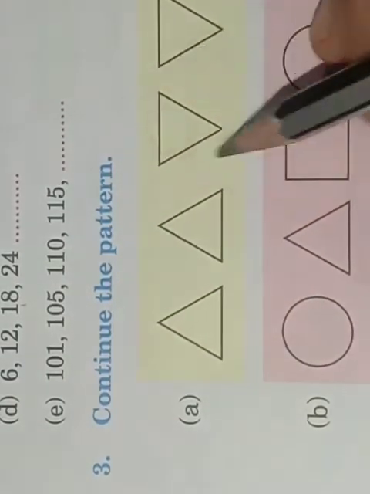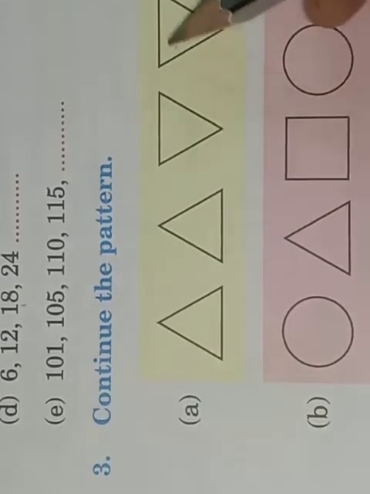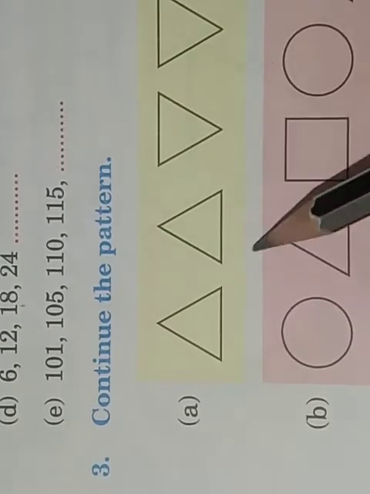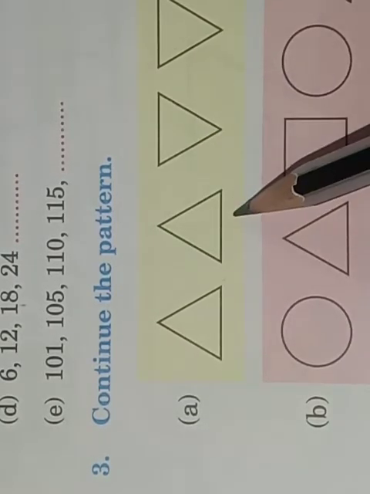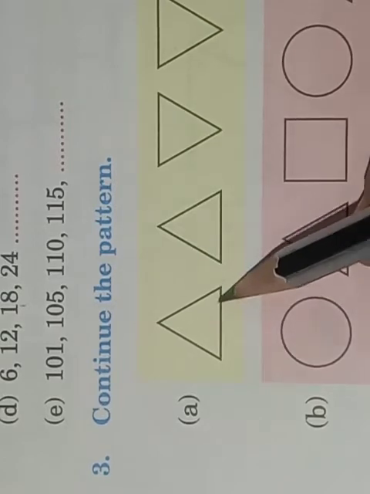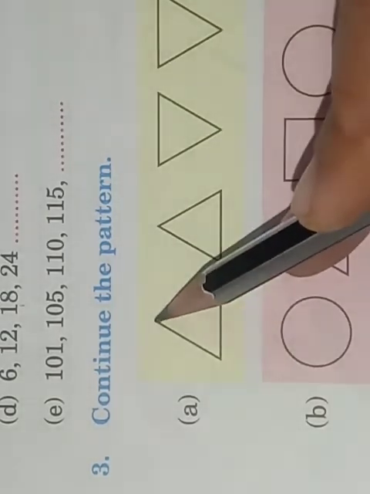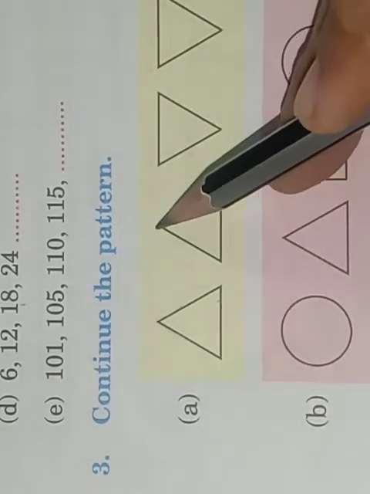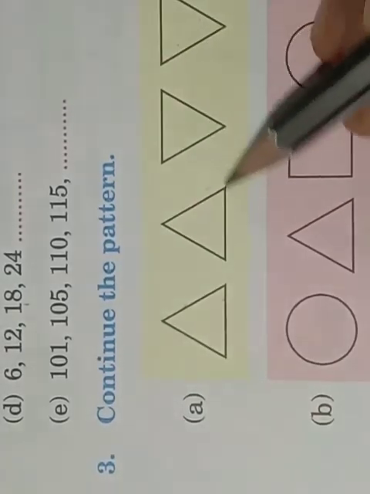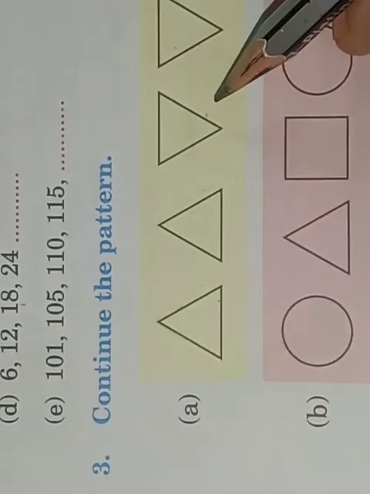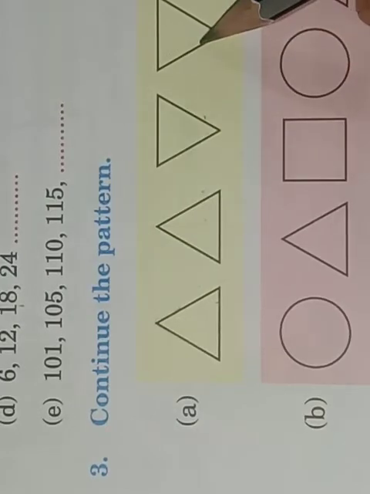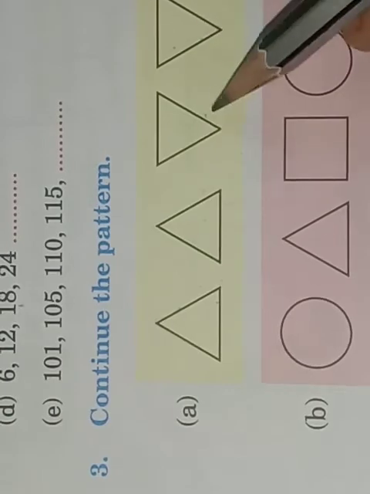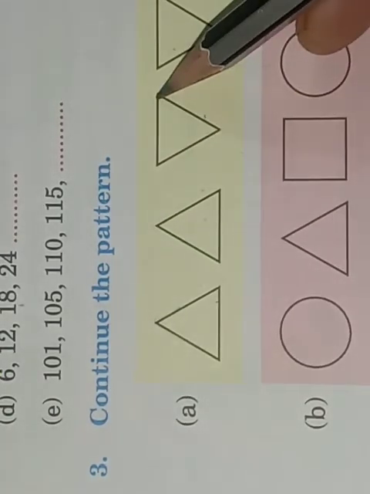Question number 3. Continue the pattern. These are geometrical figures. Just look at these shapes properly. What is the difference between two shapes? First we see it is a triangle and the corner is at the upside. The second one also has the corner at the upside. Then the third figure and fourth figure are also triangles, but their corners are downside.